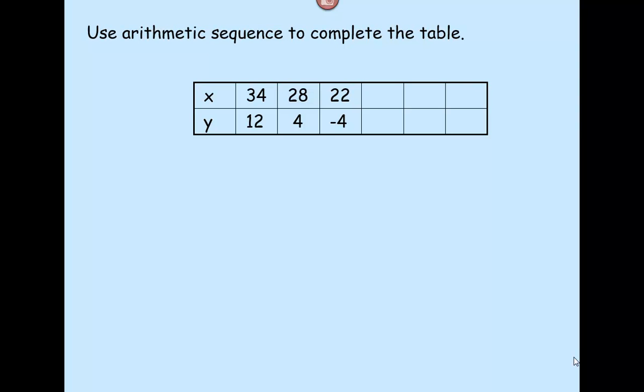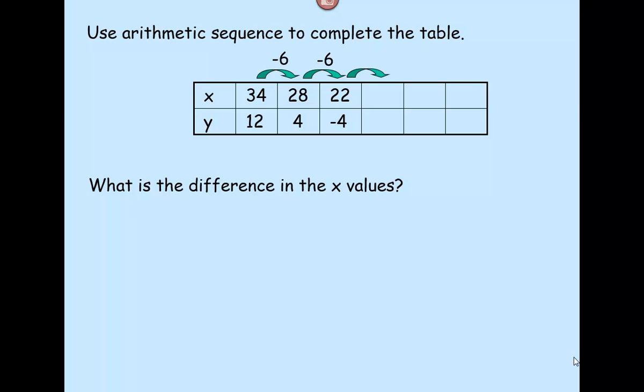Let's try another one. Look at the x's and the y's. You can see how the x's change. The x values go down by 6 each time. So if we continue that pattern, we will get 16, 10, and 4.